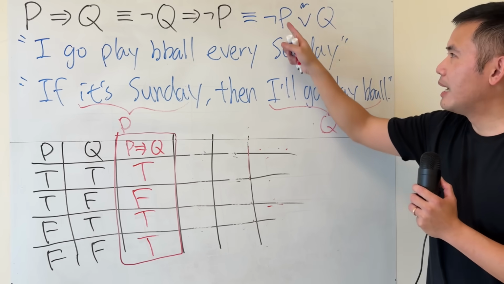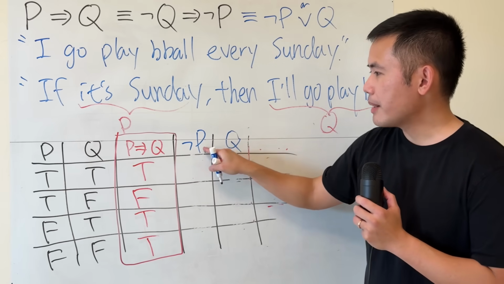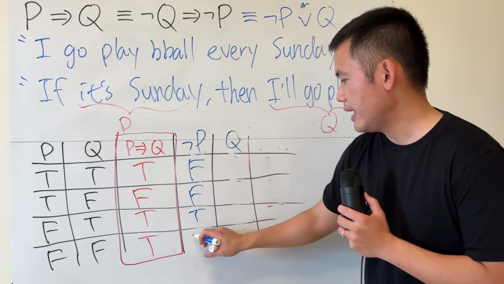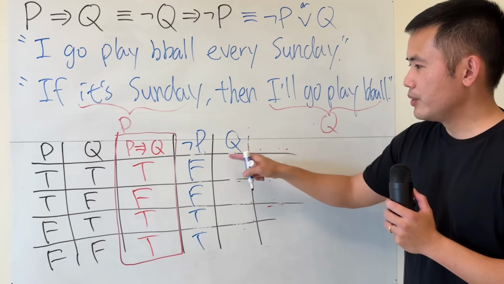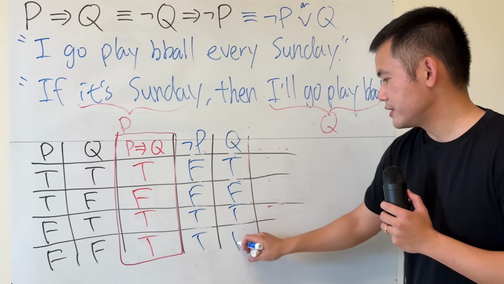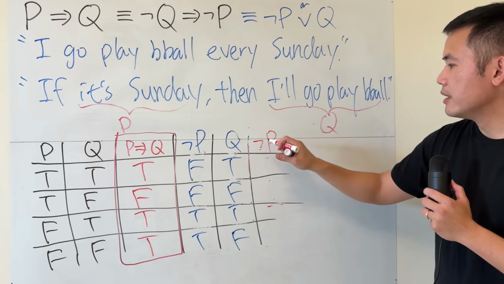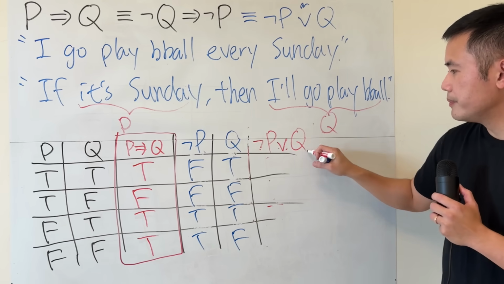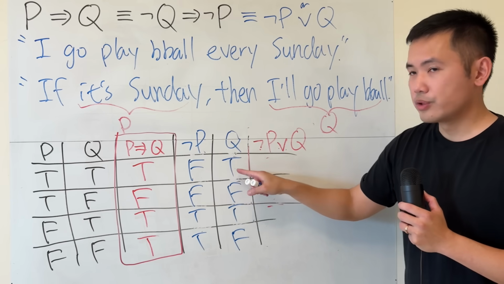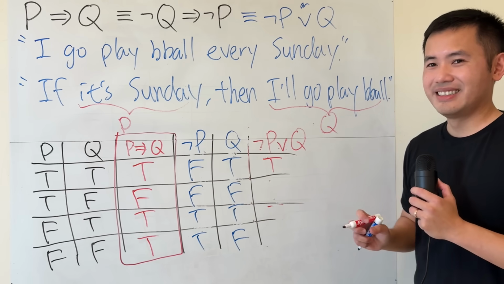So let's have a look. I'm going to set up not P here and also Q here. So for not P, I'm just going to negate all that. We will have false, false, true, and true. For Q, I'm just going to copy that down. True, false, true, false. Now for this right here, we're talking about an or statement, not P or Q. And here we go. We will have false or true. Well, this is true, so that makes the whole thing true. So this right here is true.